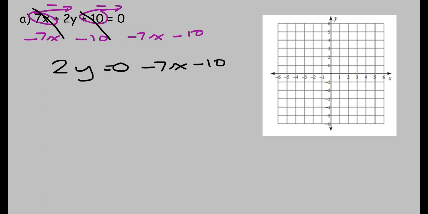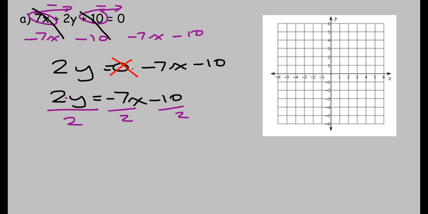Many of you would also realize that you didn't need this 0. You don't have to recopy it. But if you like doing that, that's fine. So you'll get a simplified version of 2y equals negative 7x minus 10. And then the last thing I have to get rid of is this coefficient of 2. So how do I get rid of coefficients? It's 2 times y, so then the opposite would be dividing by 2 for the whole thing.